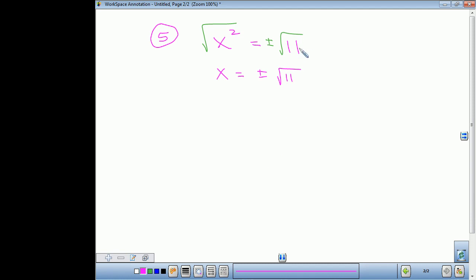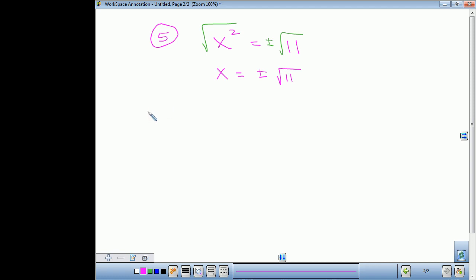So this number, the number 11, does not have any perfect square factors. Do we ever change them to decimals? No. The only time you would change it to decimals is if it was in a word problem. Okay? Alright. Because these don't, they change.